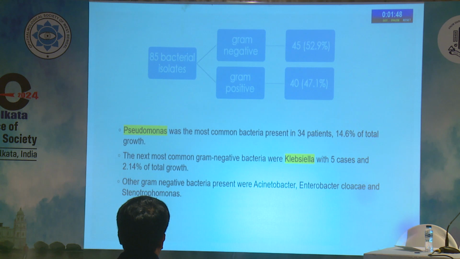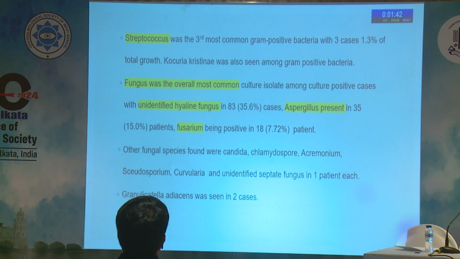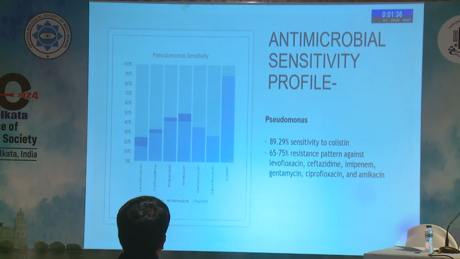Pseudomonas was the most common gram negative bacteria, followed by Klebsiella. Among the gram positive, we had Staphylococcus followed by Bacillus and Streptococcus. Fungus was the overall most common organism, with unidentified hyaline fungus being the most common.